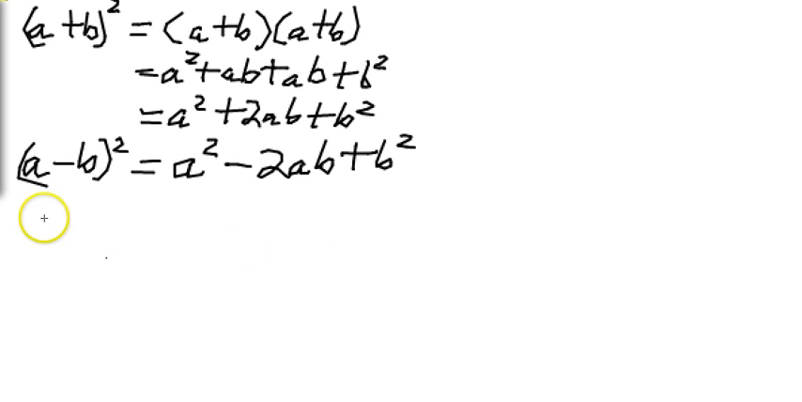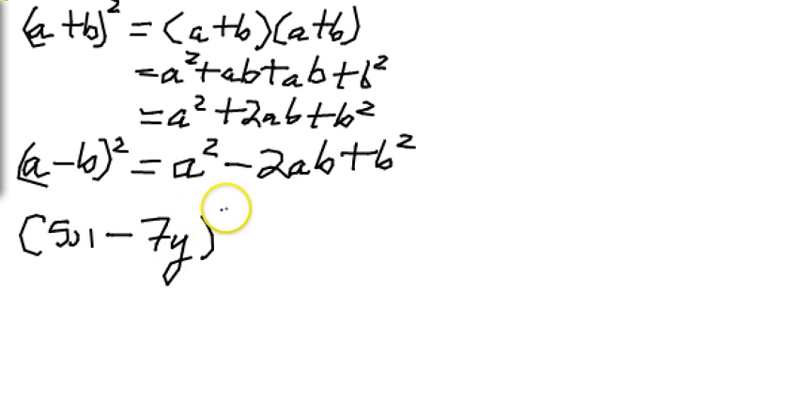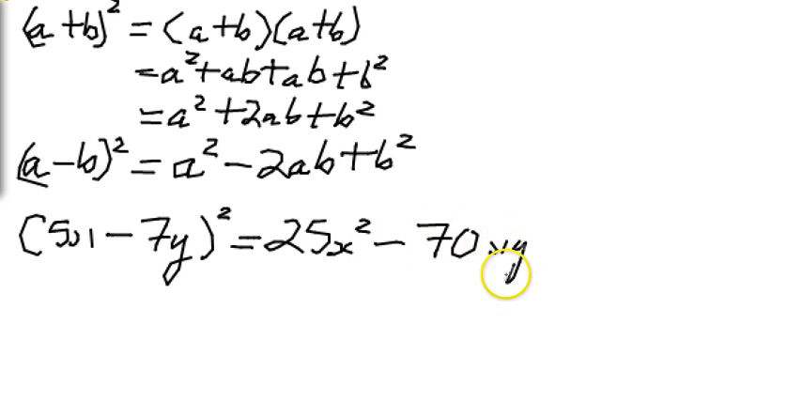Let's go with 5x minus 7y squared. Square the first term, 25x squared. Multiply the 5x times the minus 7y, which gives you minus 35xy. Double it, because you'll get two of them, so you get minus 70xy, plus, and then square the last term, 49y squared.